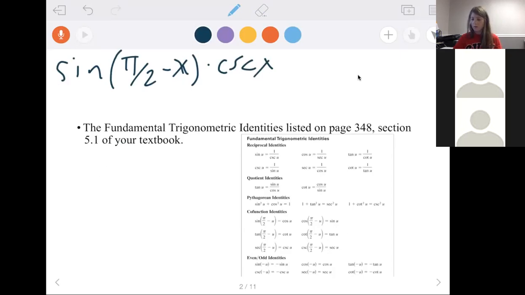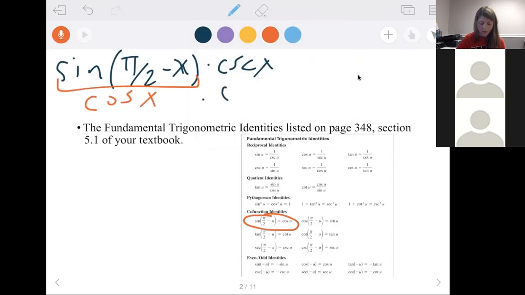So for this one, let's focus on that cofunction identity. For this one, notice we already have it set up with that pi over 2 minus x again. So we should be able to very quickly just switch this over to cosine x. And then we still need to keep the times the cosecant. But maybe instead of going ahead and writing cosecant, let's go ahead and write cosecant as 1 over the sine. So using our reciprocal identity this time.